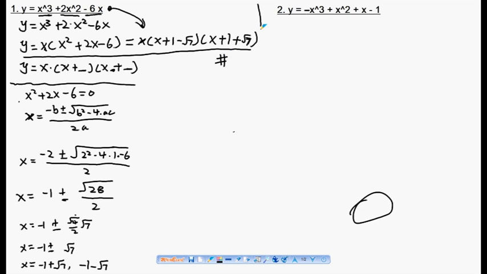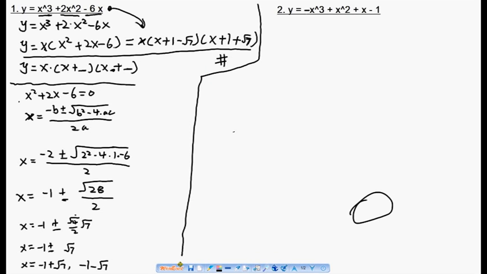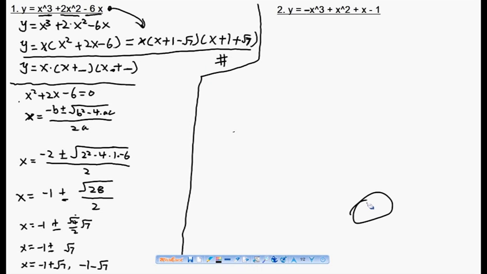Now let's do question B. The equation is y equals minus x cubed plus x squared plus x minus 1. We have to find the factor by trial and error. Let's assume the factor is x plus 1.